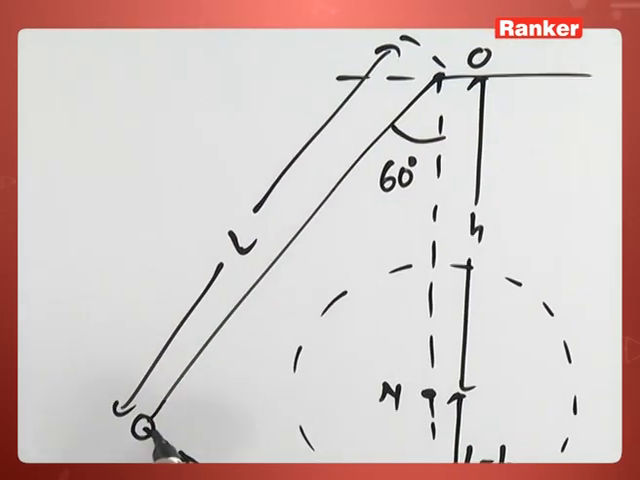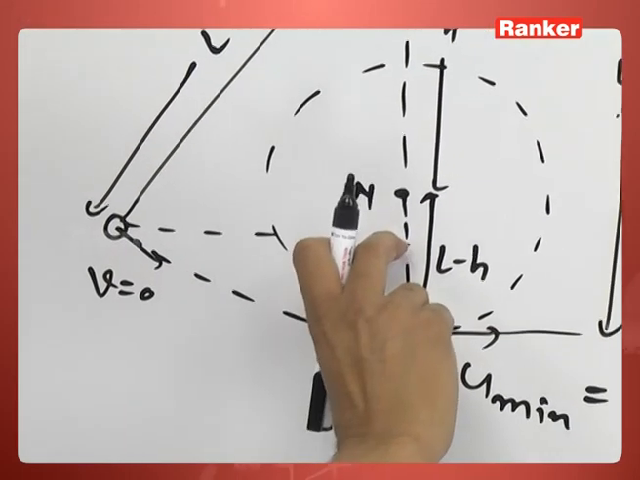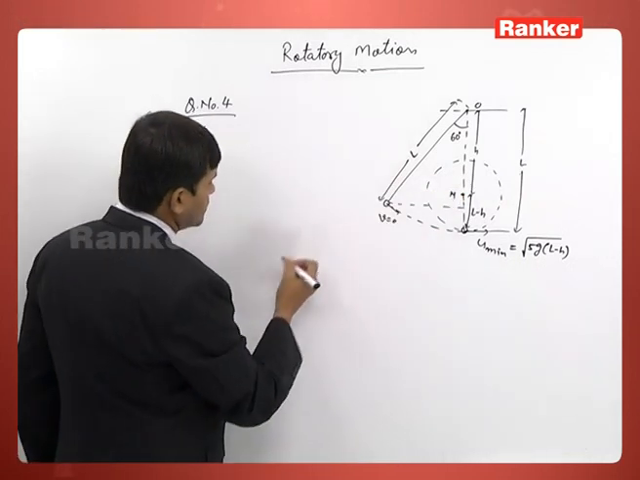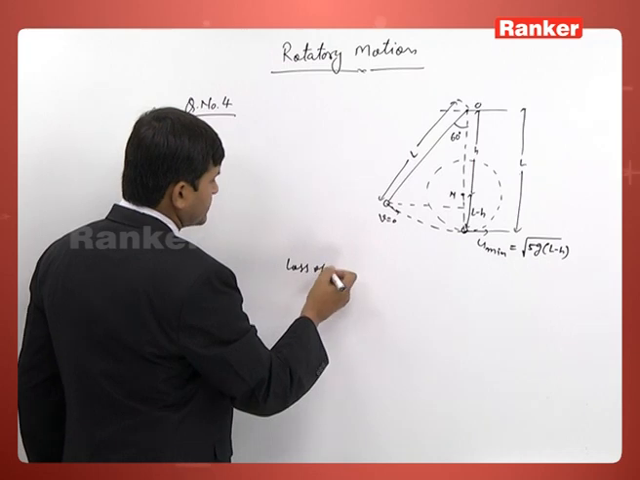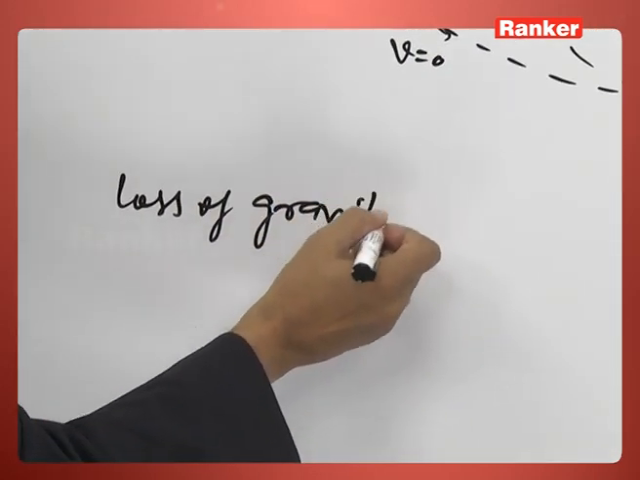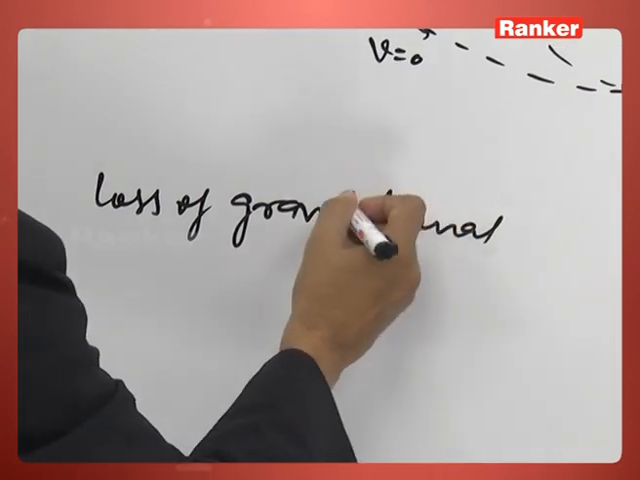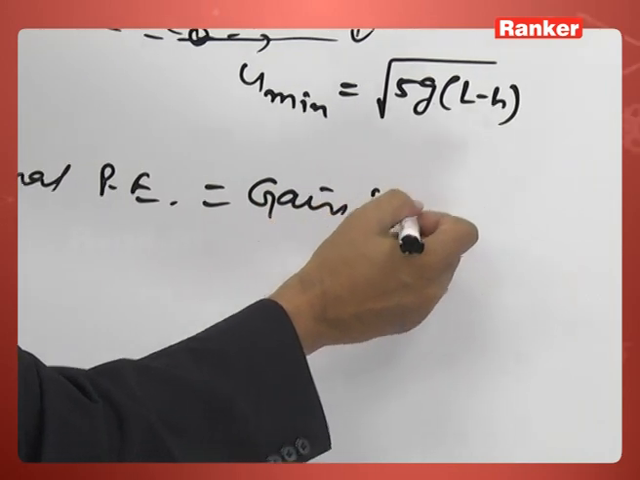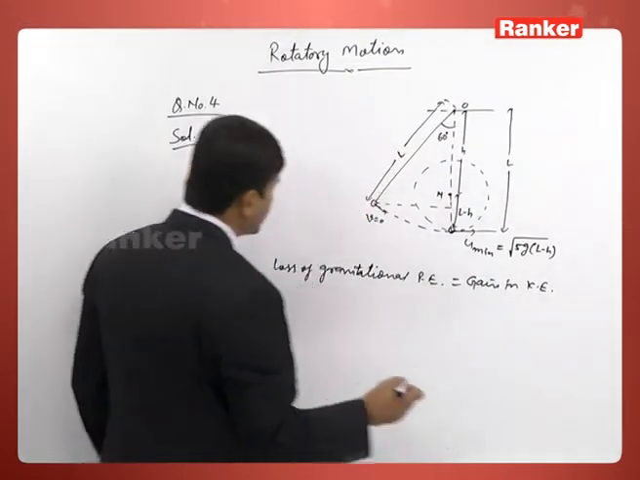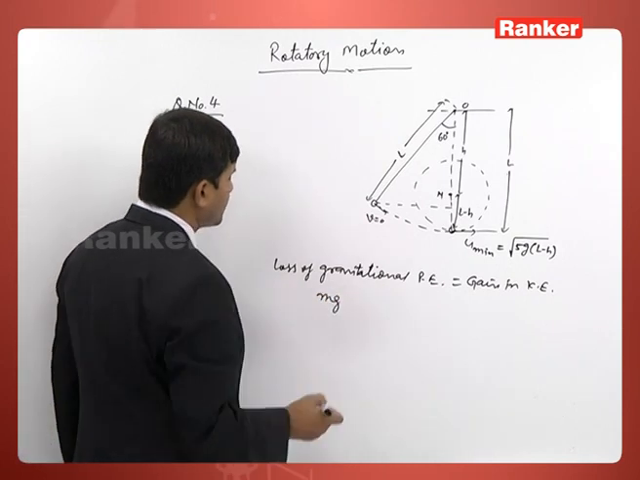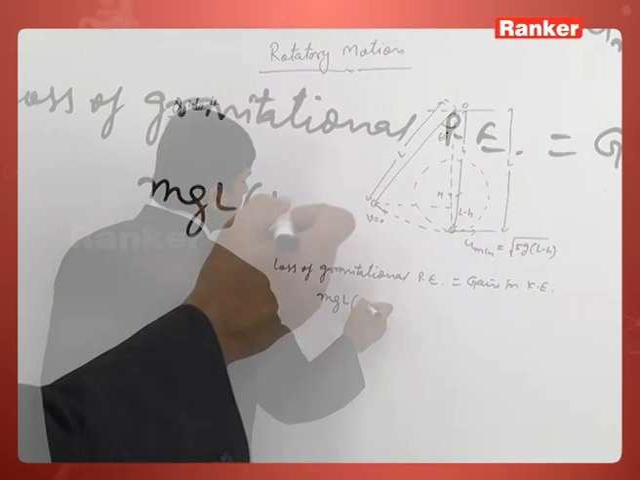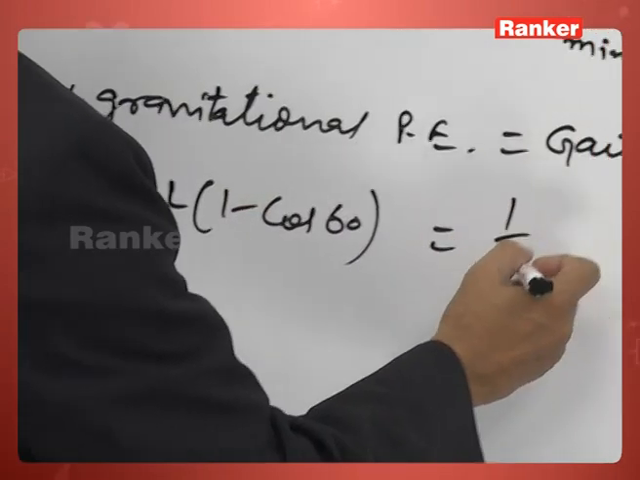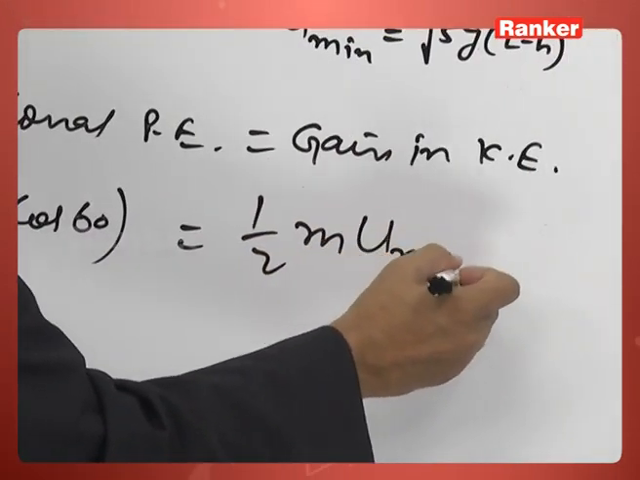So now we can say it has fallen this much distance. This is your L, this is your L cos 60. So loss of gravitational potential energy is equal to gain in kinetic energy. So loss of gravitational potential energy, mgL(1 minus cos 60), equals half m u minimum squared.